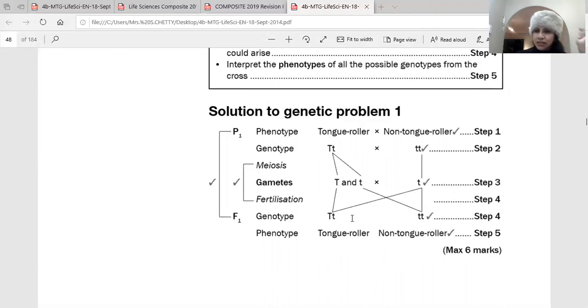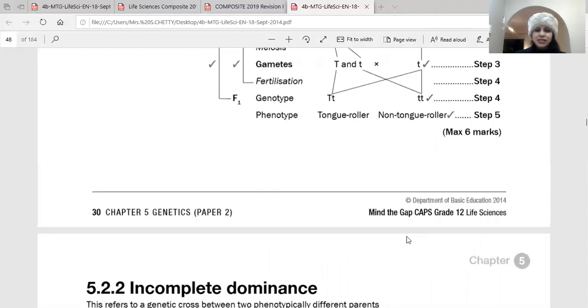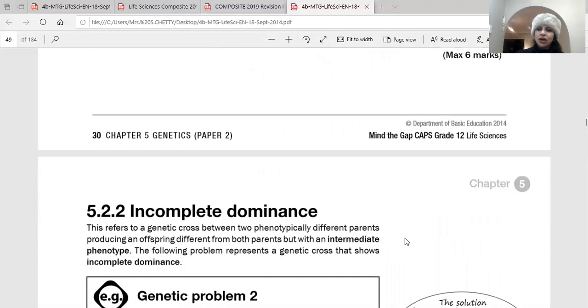Genotype, you would have said that, 50% heterozygous tongue roller and 50% homozygous non-tongue roller. And for phenotype, you would have said, once again, 50% tongue roller is to 50% non-tongue roller. Okay, and there are several other problems on complete dominance, but I'll leave that to you to explore.